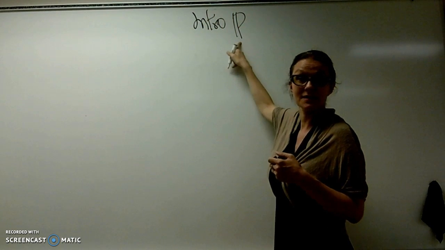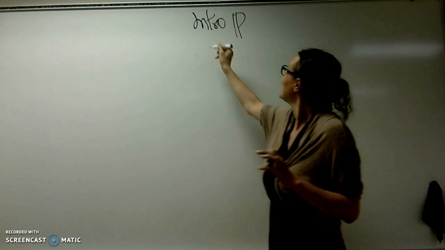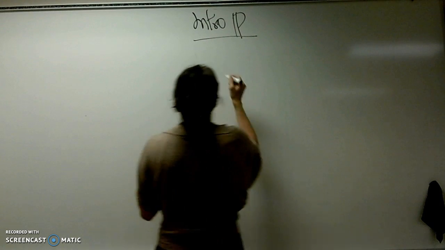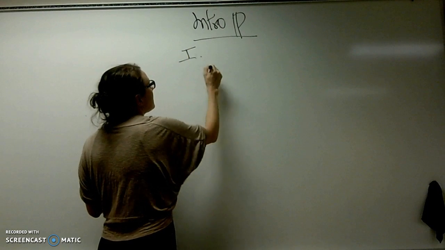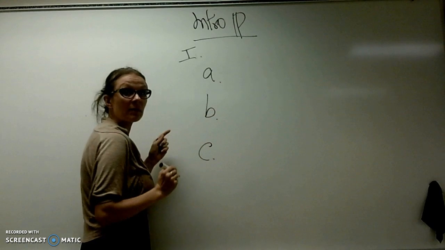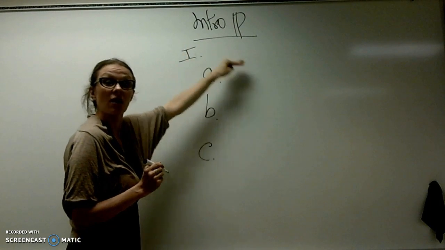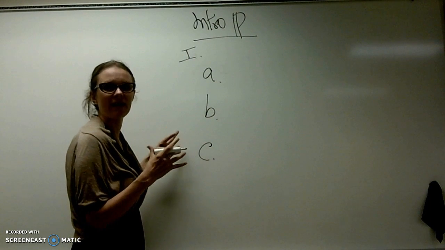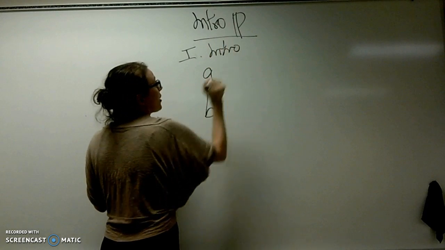Intro paragraphs. That's the symbol for paragraph. Sorry in advance for my handwriting. So intro paragraphs have three parts. Remember too, with basic outline format, the Roman numeral signifies a whole paragraph. The letters then are a breakdown of what's inside that paragraph. So this paragraph is our intro.